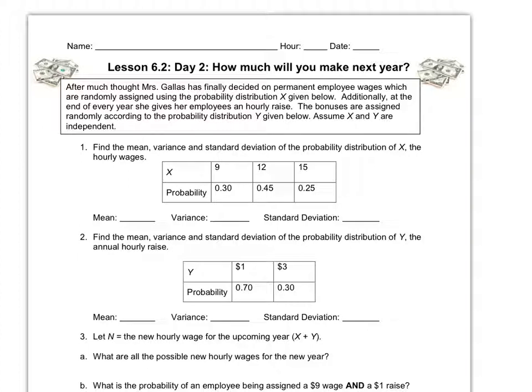So looking at number 1 here, we're asked to find the mean, variance, and standard deviation of the probability distribution of X.